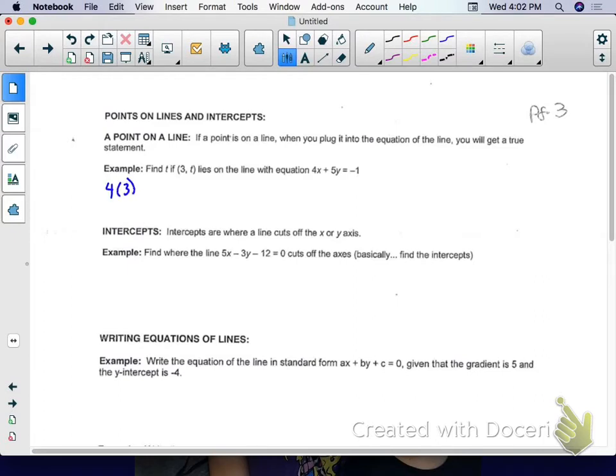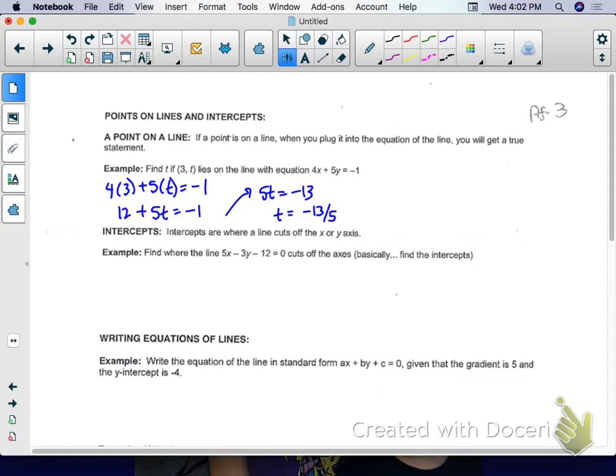4 times 3 plus 5 times t is equal to negative 1. 12 plus 5t is equal to negative 1. 5t would be negative 13. t would be negative 13/5. Now, when I first did that question, it kind of freaked me out a little bit because of the answer that I got, but that's what it is, so that's what we go with. But do double check just to make sure that, yeah, no, it's just a yucky answer, okay?